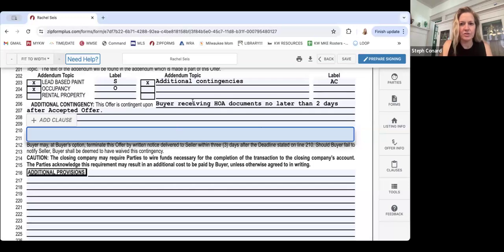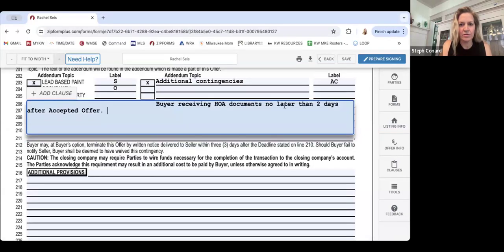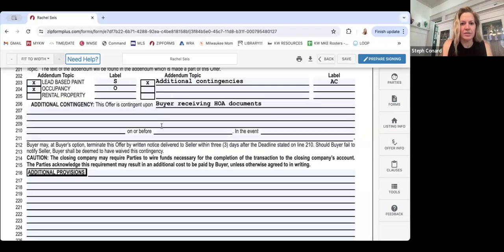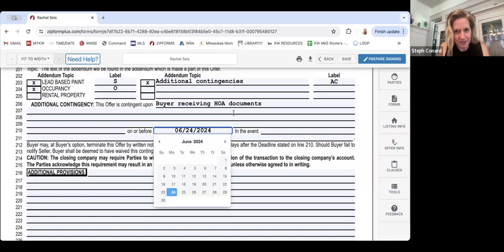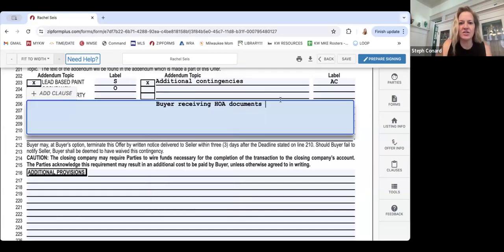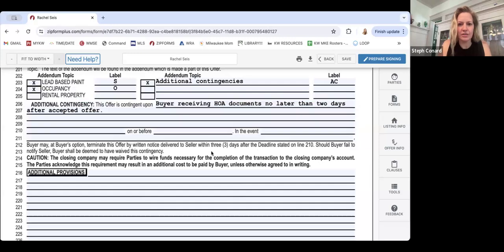You could say here, actually, no later than documents on or before 2 days. Oh, this gives a concrete date. So I'm going to go back to this. I'm going to strike this later.